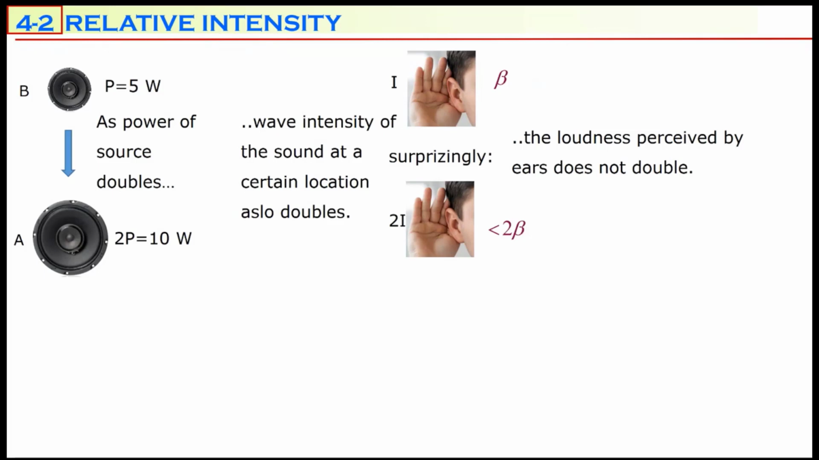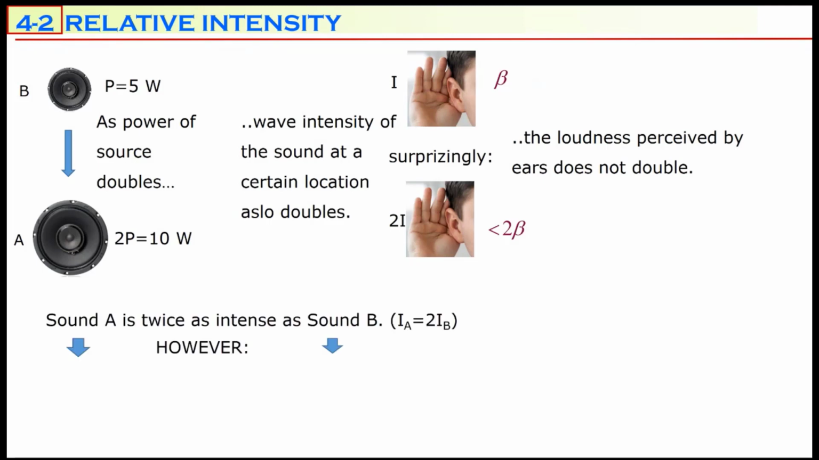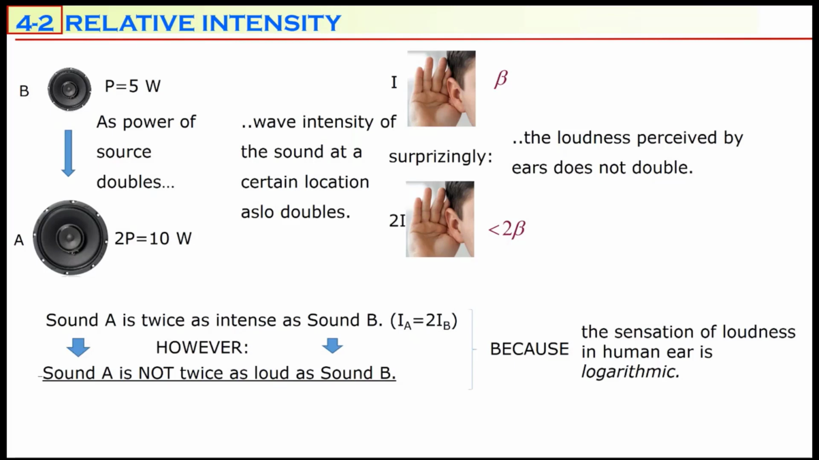This is good in some way for teachers, because assume students are talking in the classroom. If one student produces a sound power of 5 watts, and a second student talks, it becomes 10 watts, so power doubles and wave intensity doubles, but the loudness in my ear as a teacher is not doubling. That's why everybody can speak, and it doesn't disturb me so much when the number of talking students increases. Sound A has twice the intensity of sound B because power is double, but sound A is not twice as loud as sound B. It is less than twice. The reason is that the sensation of loudness in the human ear is not directly proportional to the intensity.